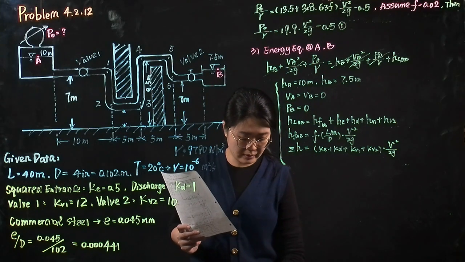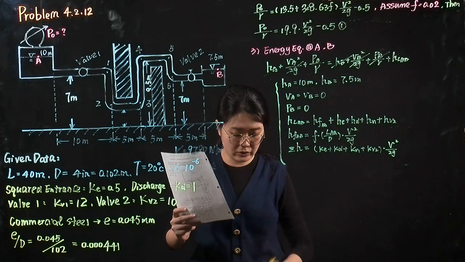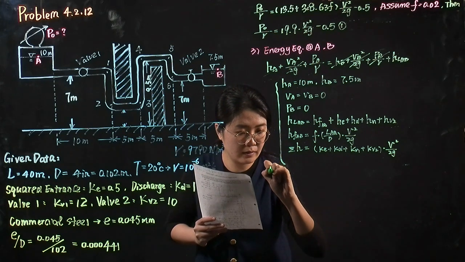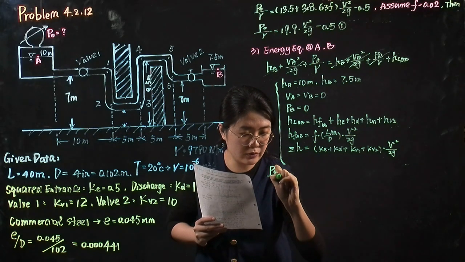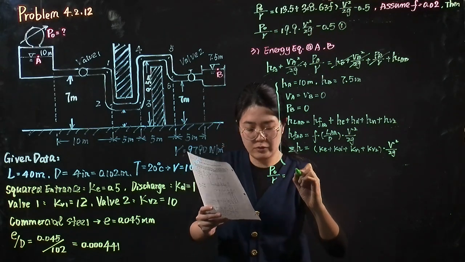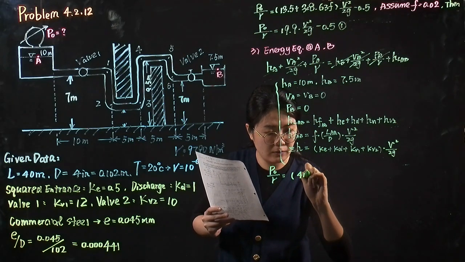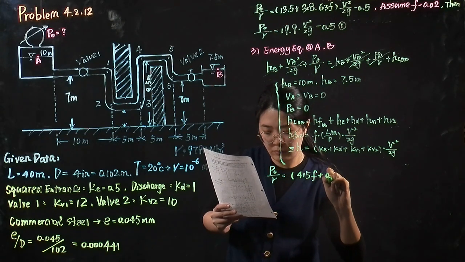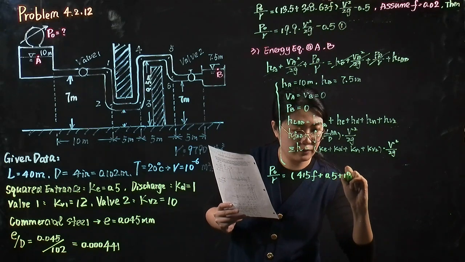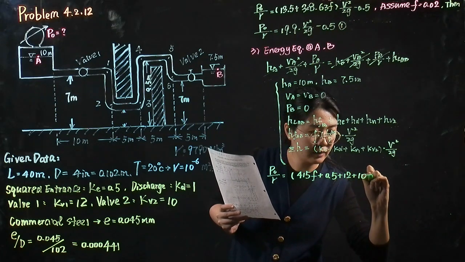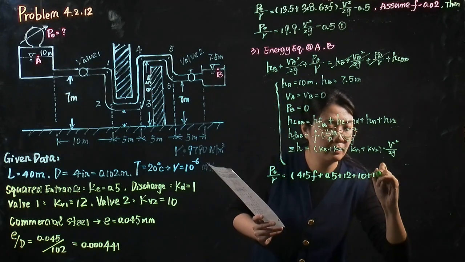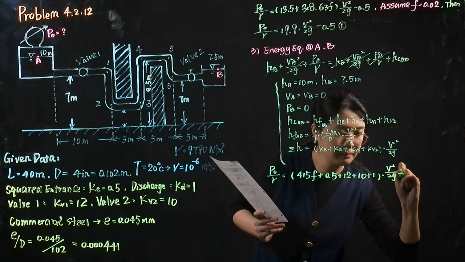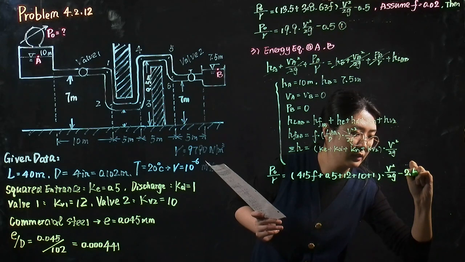After we bring this value back into the energy equation, we can get P0 over gamma equals 415 times friction factor plus 0.5 plus 12 plus 10 plus 1, times velocity square over 2g minus 2.5 meter.